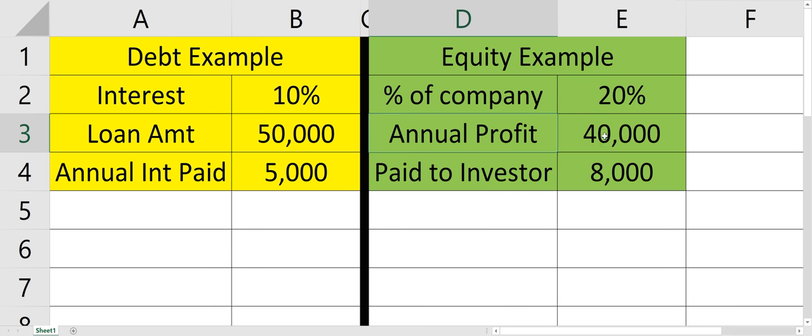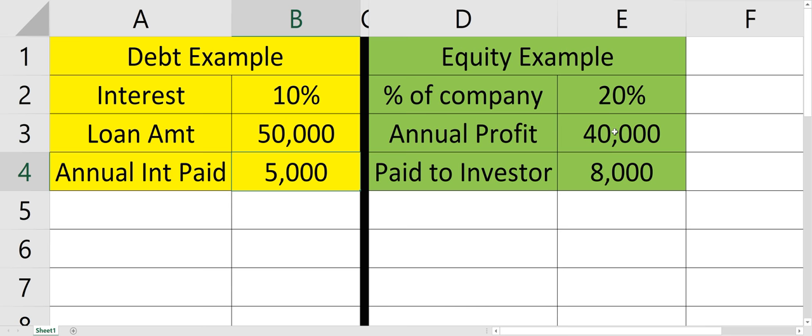So if my profits for the year were $40,000, that means I had to pay the investor $8,000 for their share of the company, because they own 20% of it. 20% of $40,000 is $8,000, and I keep the other $32,000. So in this example, equity is more expensive. I should take out the loan of $5,000, because it only cost me $5,000.